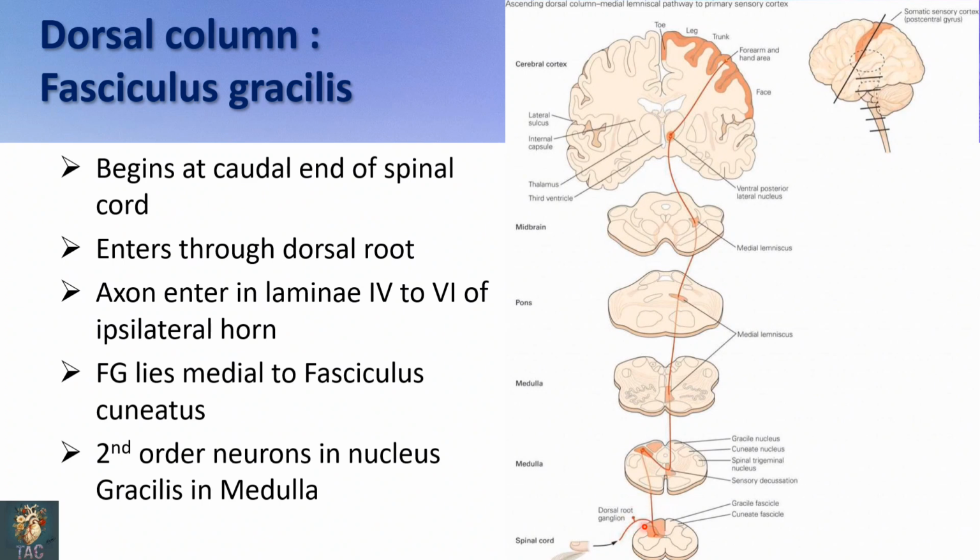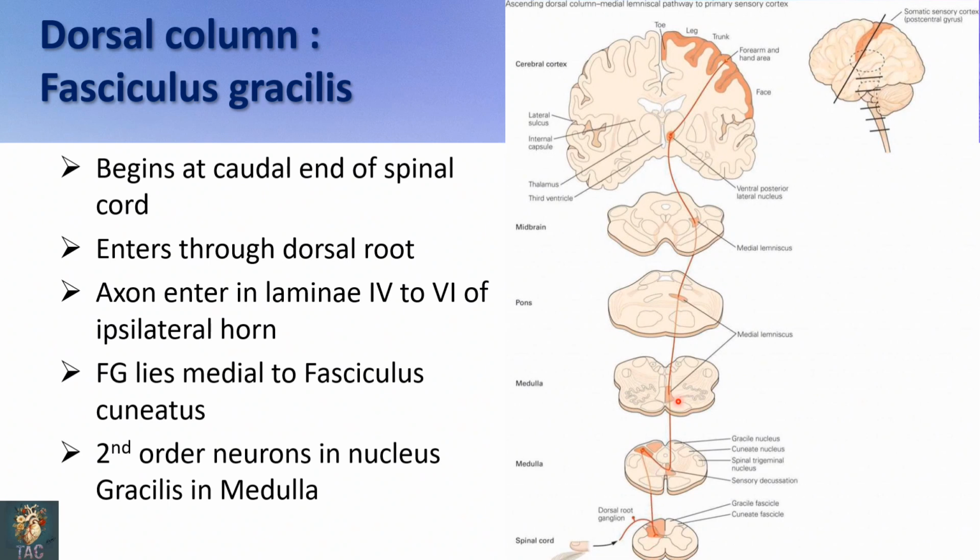So the fasciculus cuneatus begins at the caudal end of the spinal cord, enters through the dorsal root, and axons enter in lamina 4 to 6 of the ipsilateral horn. So please remember, this may be your MCQ as well, that these fibers enter into lamina 4 to lamina 6 of the ipsilateral horn. Then they enter into the dorsal column.